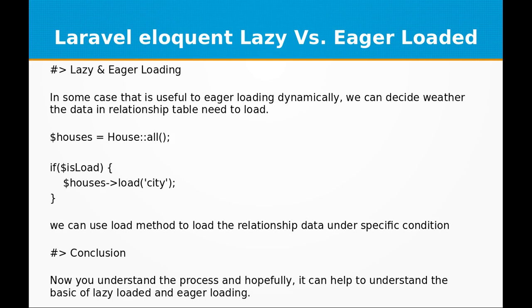So if we compare lazy and eager loading, in some cases it is useful to eager load dynamically. We can decide whether the data in the relationship table needs to be loaded. So houses equals House::all, and we can say if a condition is met, then houses->load('city'). We can use the load method to load the relationship data under a specific condition. The conclusion is that now you understand the process, and hopefully it helps you understand the basics of lazy loading and eager loading.